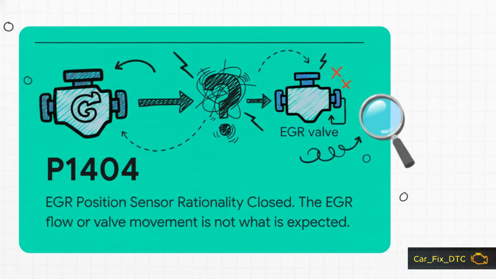Now, the official definition you'll see is EGR position sensor rationality closed. Sounds super technical, right? But all it really means is that your car's computer is, well, confused. It told the EGR valve to do one thing, but the signal it got back from the sensor doesn't match up. It's basically the computer throwing its hands up and saying, hey, this doesn't make any sense.